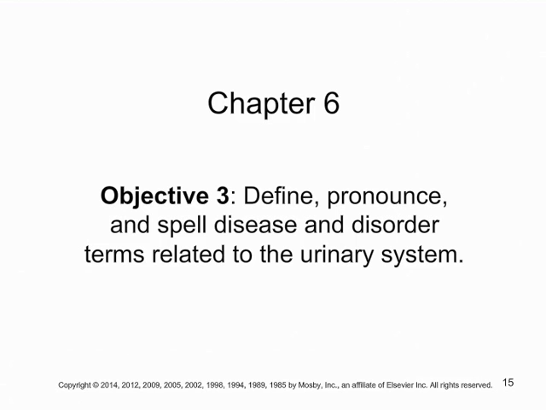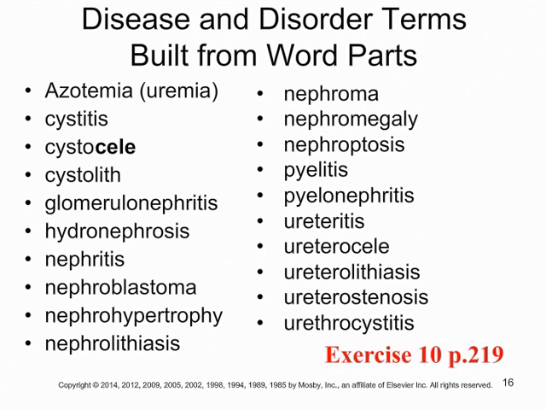Now that we have all the parts down, we can move on to the diseases and disorders, first from word parts, then not from word parts. Here's the list of disease and disorder terms built from word parts. The first one is azotemia or uremia.